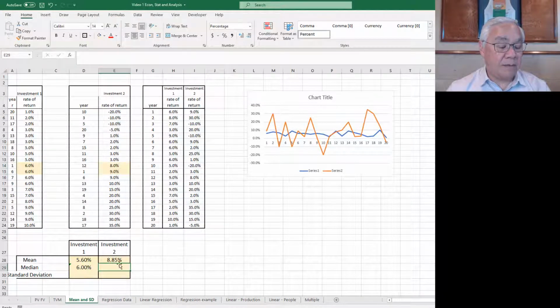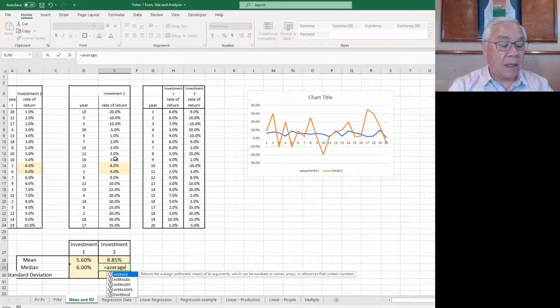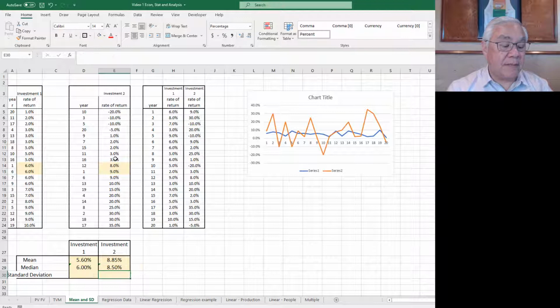And here, the formula is equals average. And we'll shade those 2 points. And we get 8.50. So here it's slightly different because there was a spread between those 2 points.